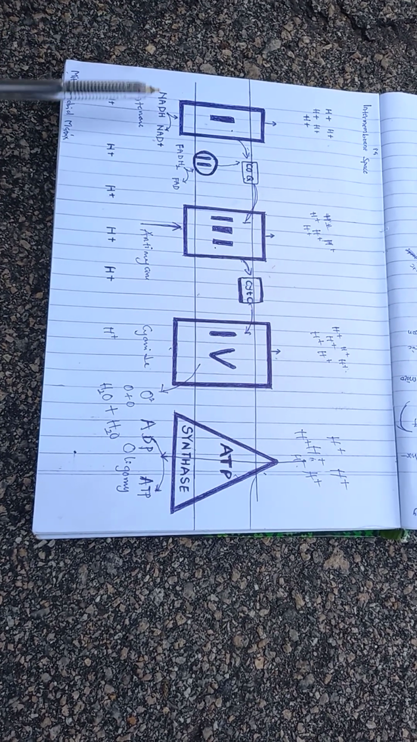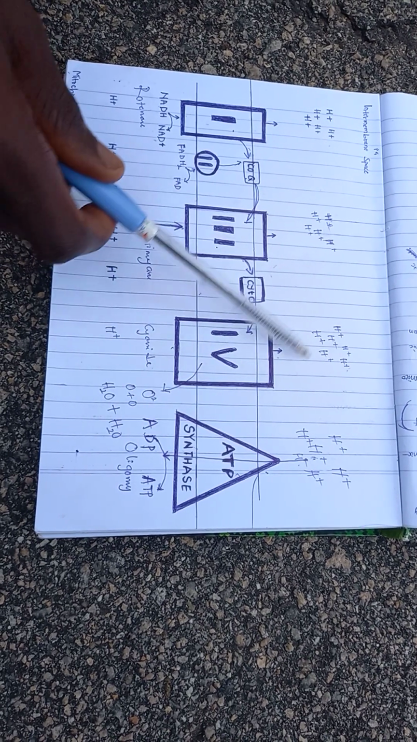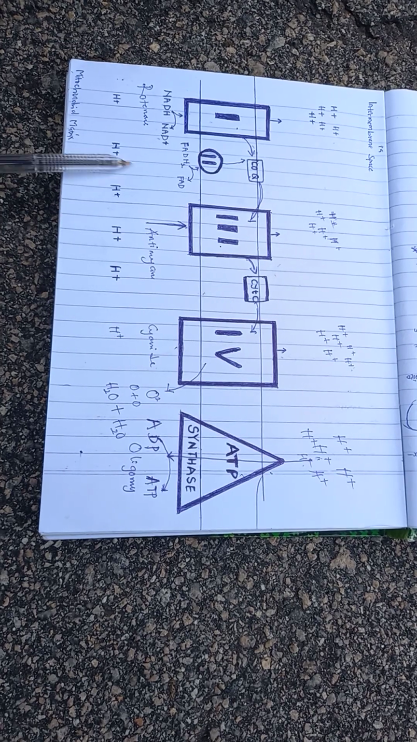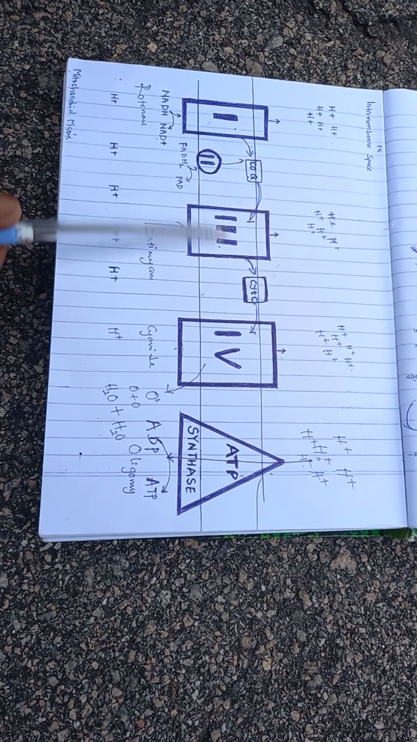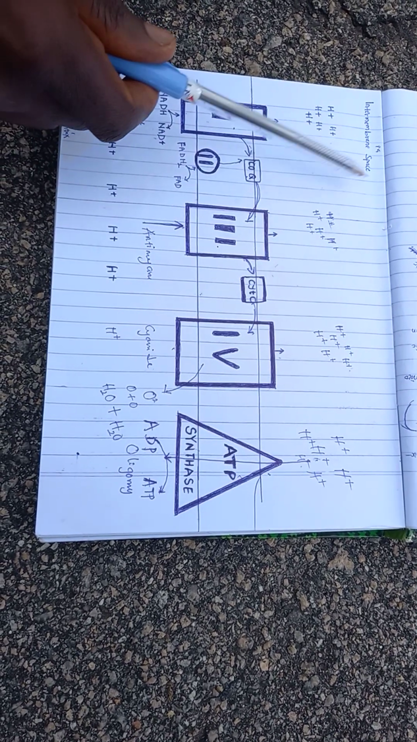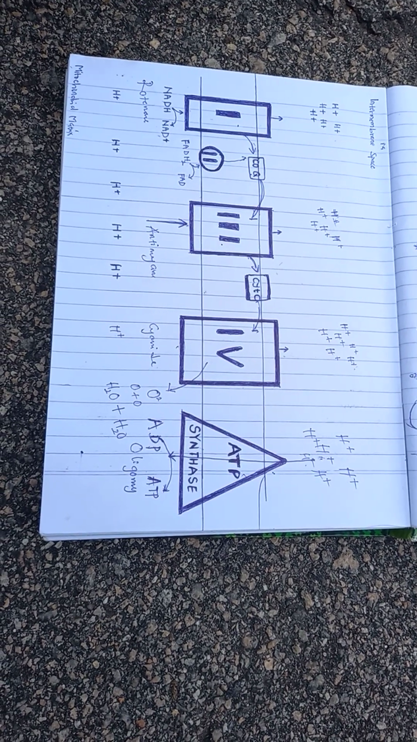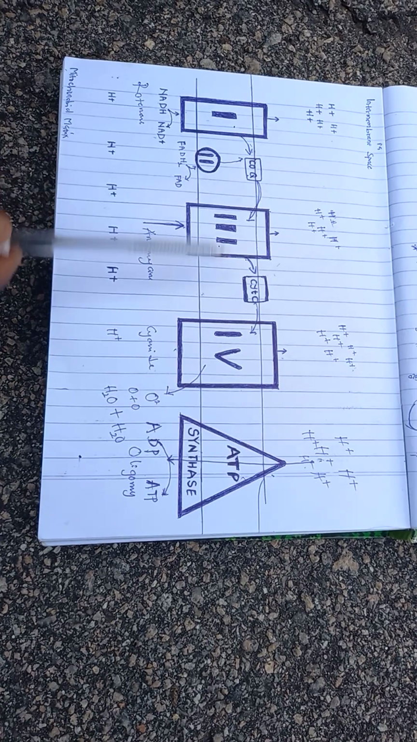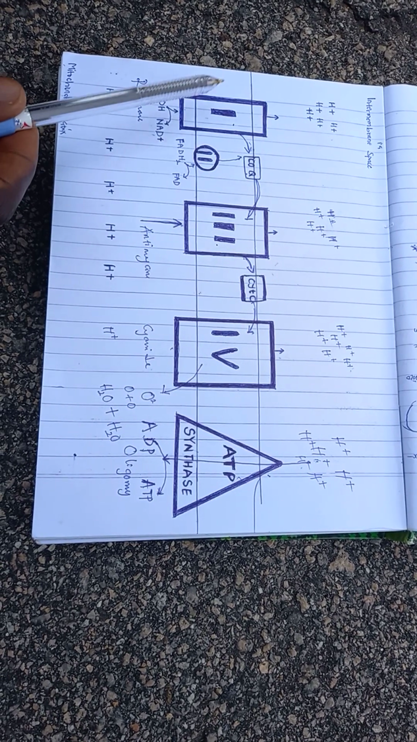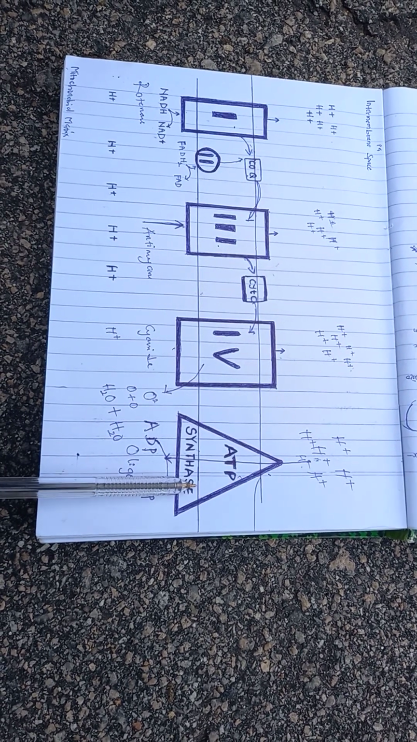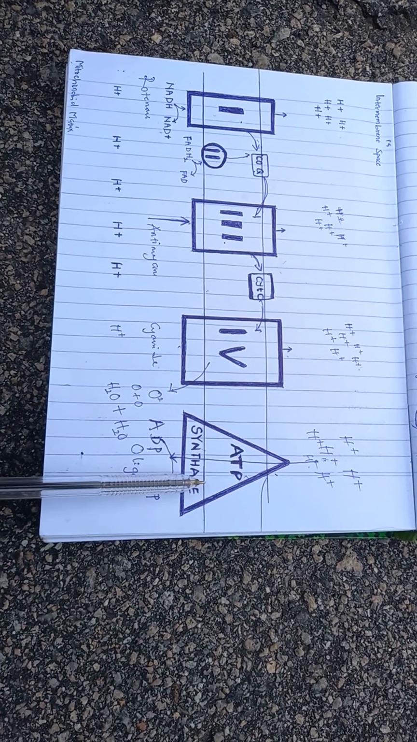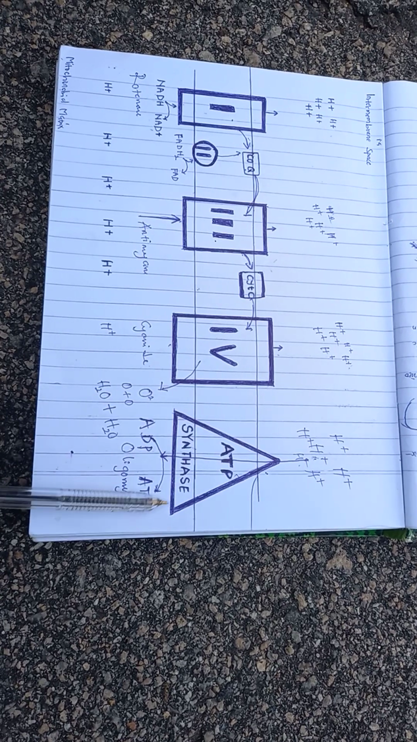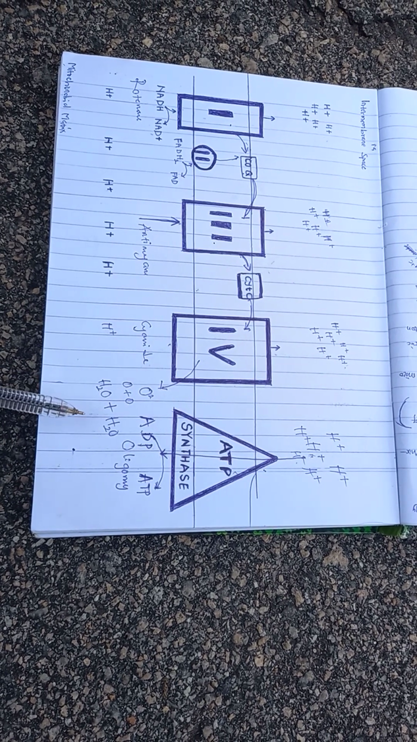So, I assume that this is the mitochondria. Here is the mitochondrial matrix, and this is the inner mitochondrial membrane, while here is the intermembrane space. From complex 1 to complex 4 is what we call the electron transport chain, while from complex 1 to the ATP synthase is known as oxidative phosphorylation. The ATP synthase alone is known as chemiosmosis.